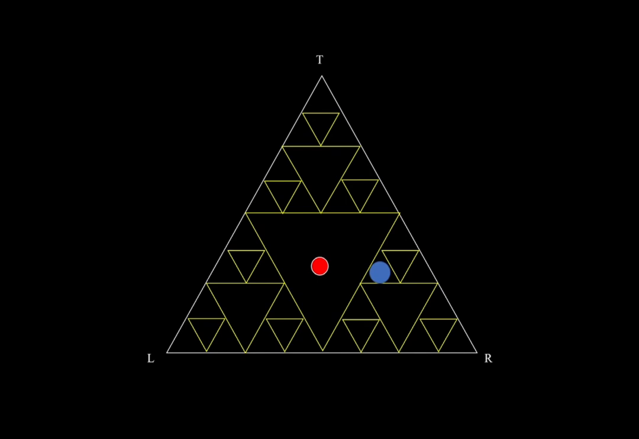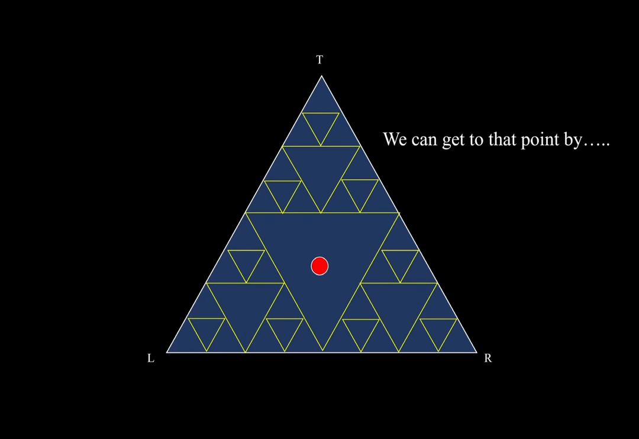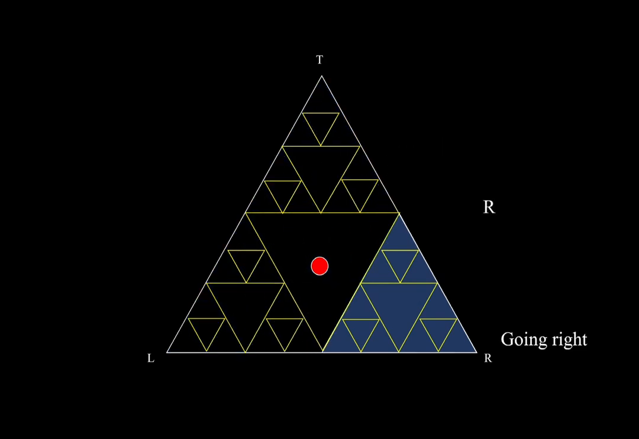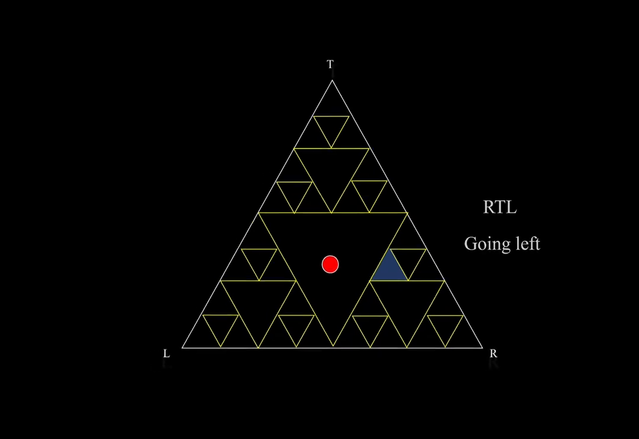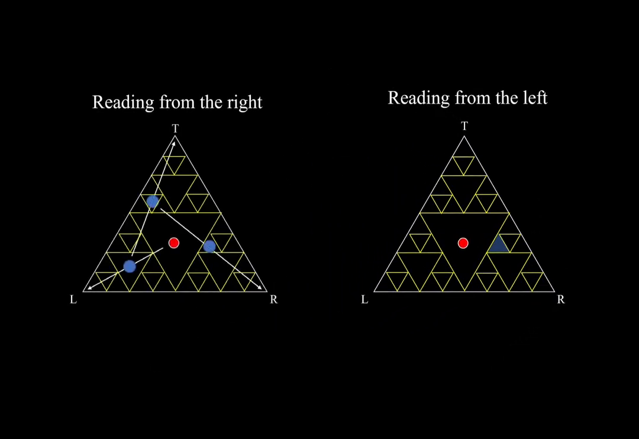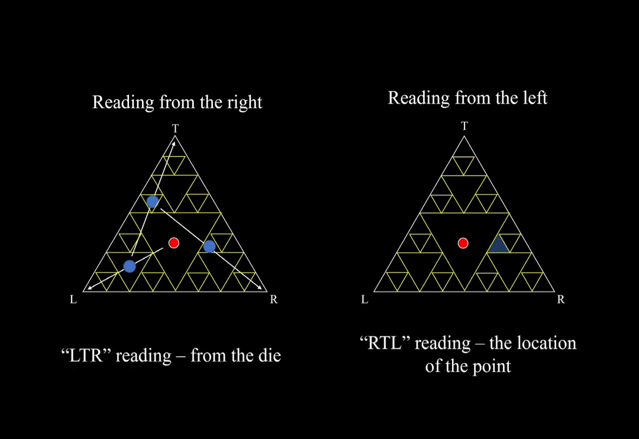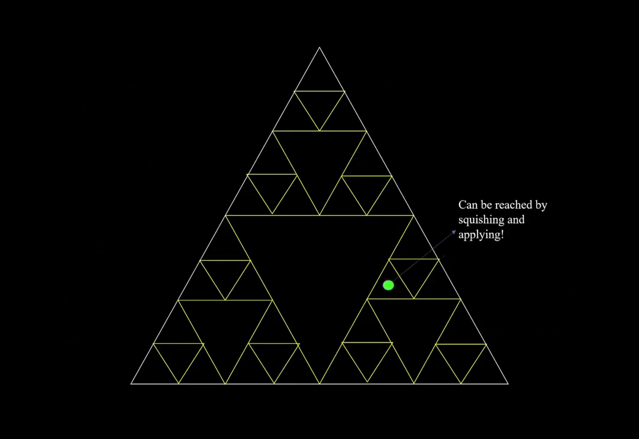Let's take a look at the current location of this point. Notice how we can get to it by going right, then top, then left. That's quite interesting. It's almost as if the dice actually predicts the new location of the point over there, but reading the point's location from the right this time. Take a look at this point again.